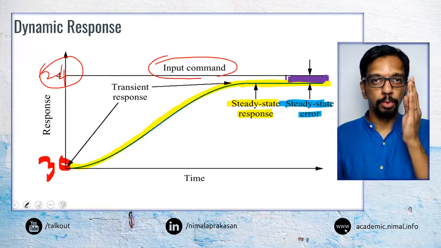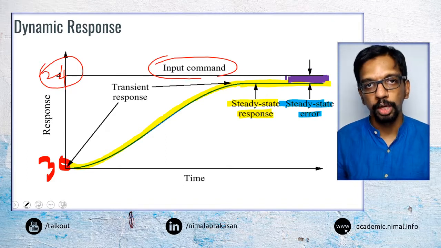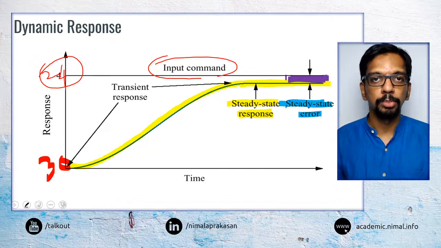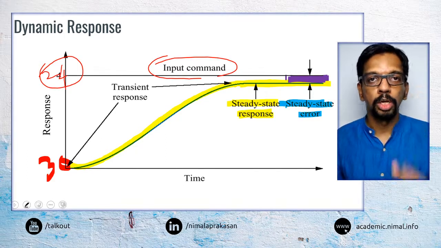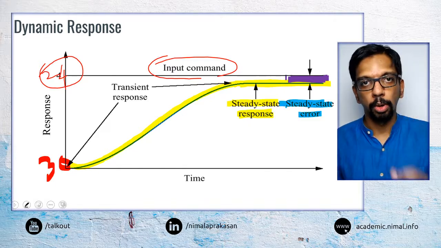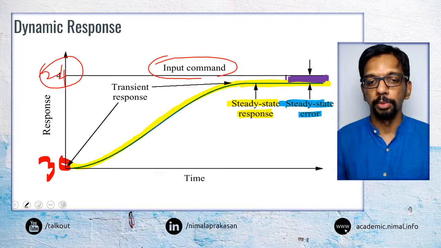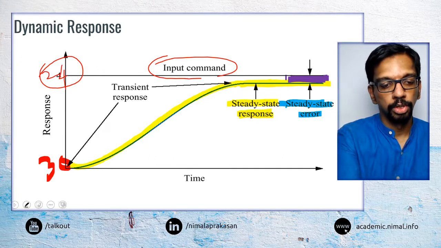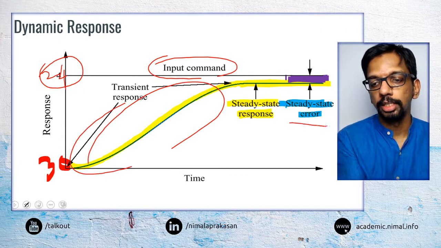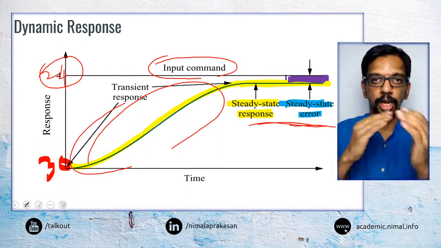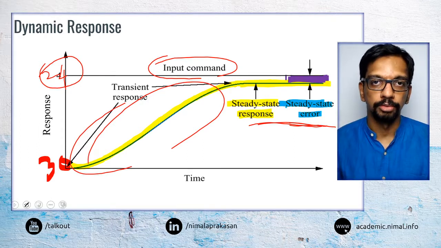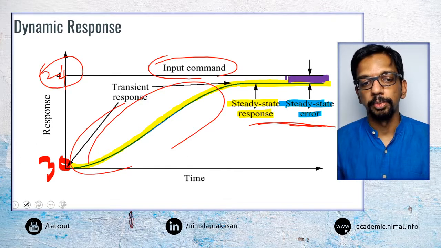So for example, if we want to get the temperature down to 24 degrees Celsius, but for some reason we can only get it up to 24.5, then there is a 0.5 degrees Celsius difference that is steadily keeping up. So it is not changing anymore. So it is not in the transient period, it is in a steady period, but there is a slight difference. So that we will identify as the steady state error.